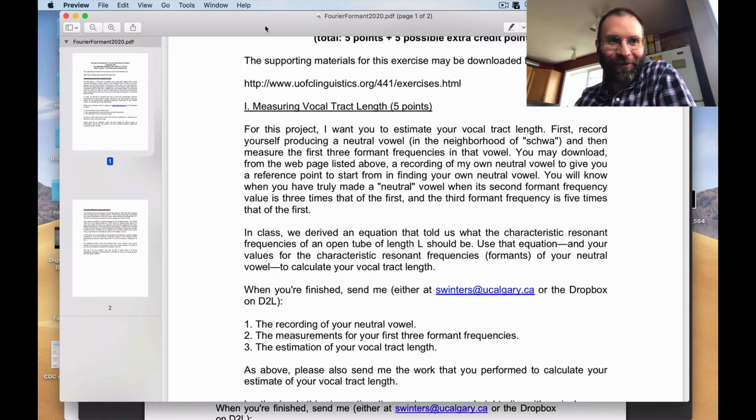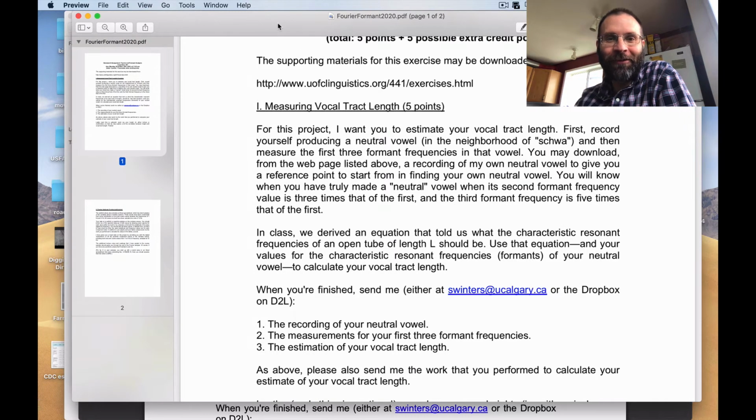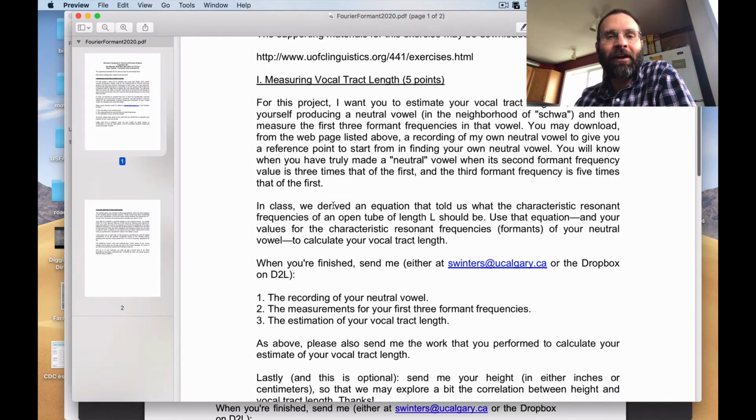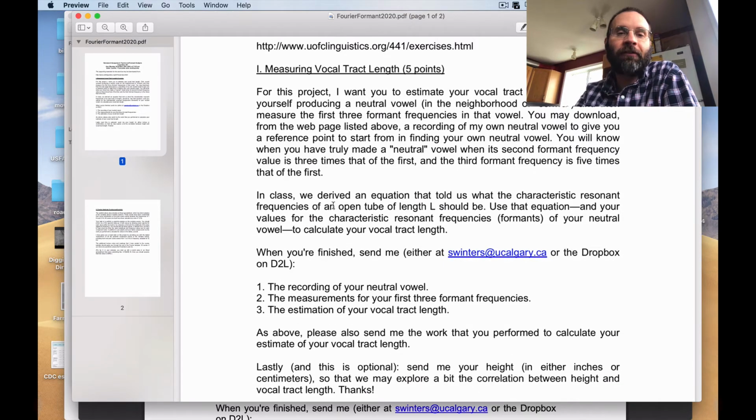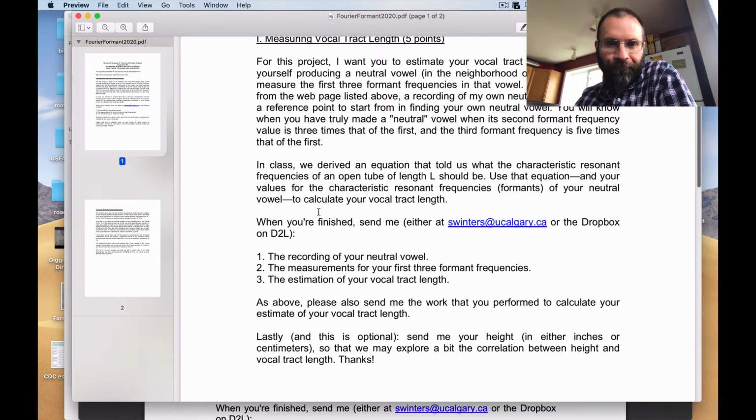Or at least I walked through it in the lectures that I posted, and hopefully you followed it well enough to be able to figure out how to use that math to calculate your own vocal tract length after measuring your formants. So yeah, what you need to do is record yourself producing a neutral vowel like schwa with evenly spaced formants. It can take some time to do that.